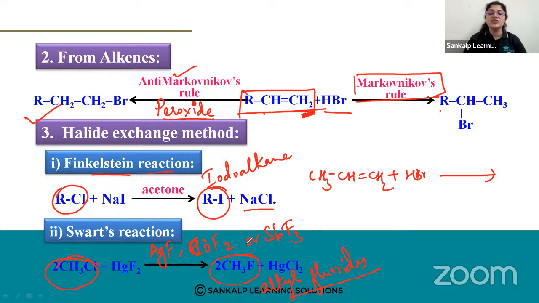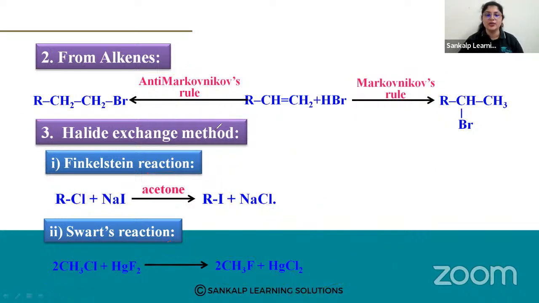In the Finkelstein reaction, you can prepare iodoalkanes. Iodoalkanes are prepared from chloroalkanes or bromoalkanes. And in Swarts' reaction, you can prepare alkyl fluorides from alkyl chlorides or alkyl bromides. So these are the two important name reactions wherein the halogens are exchanged. You can see that there is an exchange of halogens.